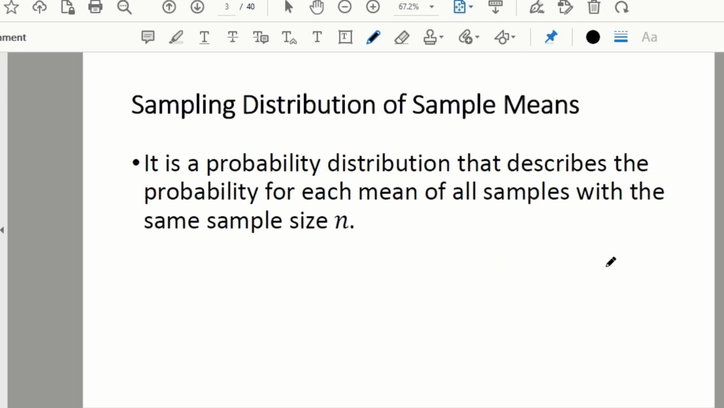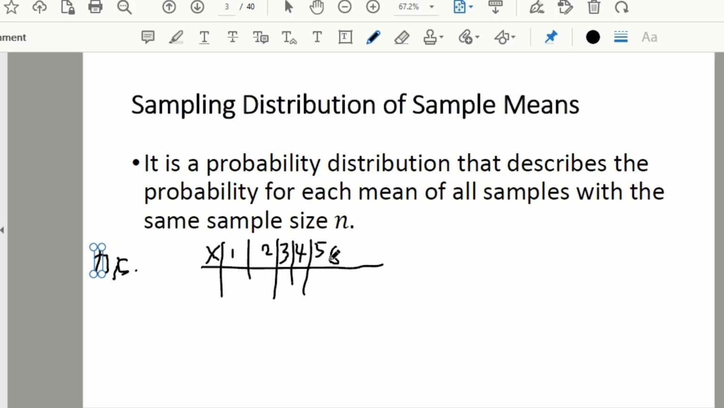Now, sampling distribution is a probability distribution that describes the probability for each mean of all samples with the same sample size n. If you can still remember, in the discrete probability distribution, our probability distribution looks like this. We have the x as all the possible outcomes. Say, for example, for a dice, we have 1, 2, 3, 4, 5, and 6. And then here at the bottom is the probability of the outcome.